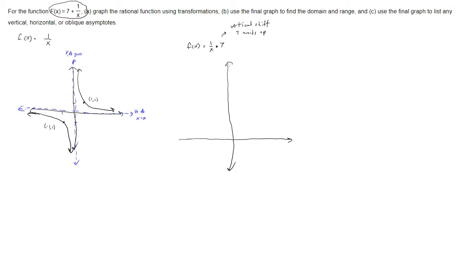So every point will be shifted up 7 units. So starting with the points, this point is going to go up 7 units. So from 1, 2, 3, 4, 5, 6, 7, 8. So instead of going from 1, 1, it's going to be the point right here, which is 1, comma 8.